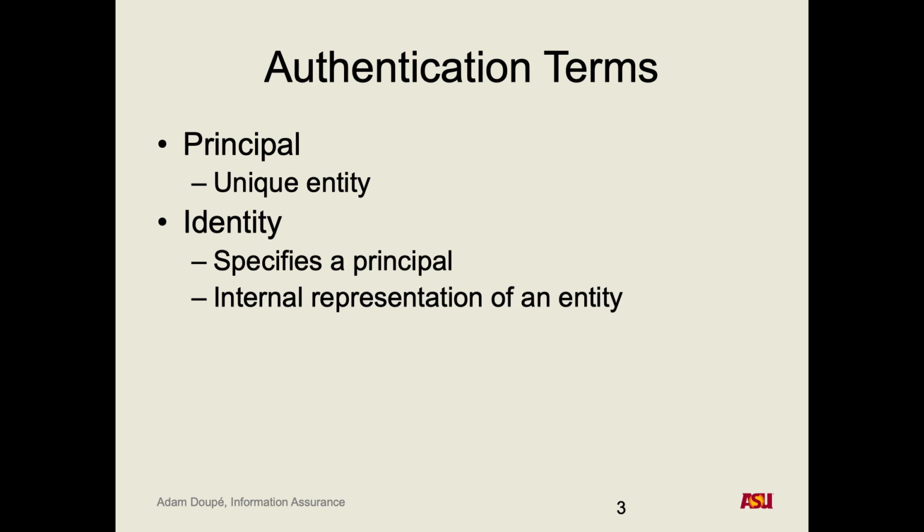Okay, so we are going to define some terms in talking about authentication, and this will allow us to compare and discuss different types of authentication systems. We'll talk about password-based systems, two-factor authentication systems, all these different types of systems. We have the principal, which is a unique entity, and an identity, which specifies a principal. The key difference is that a principal is the actual unique entity. It could be a person, a program, a process, whatever. And the identity is inside the system.